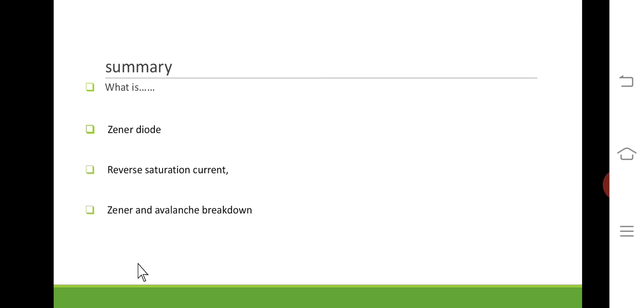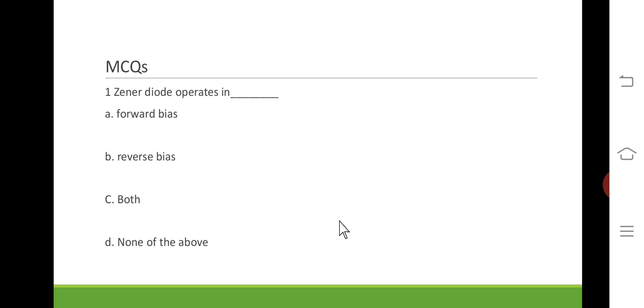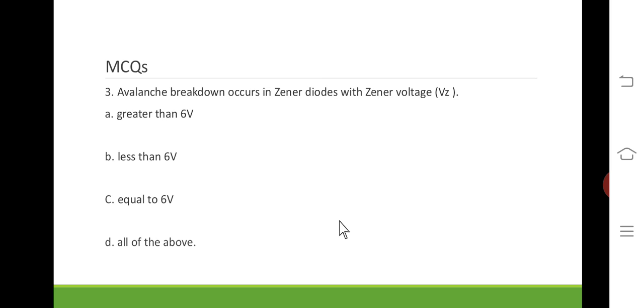So this is the summary. After completing this, we understood what a Zener diode is, what saturation current is, and what the Zener and avalanche breakdown voltage are. Please go through the videos again and solve these MCQs.